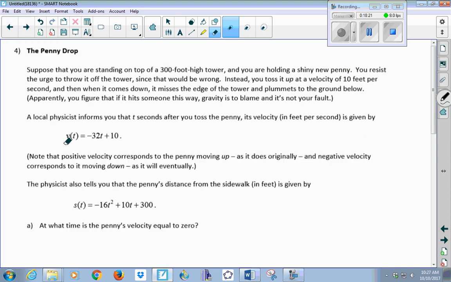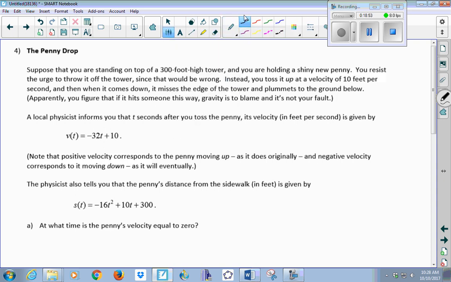The penny drop. This is a fun problem. Suppose you're standing at the top of a 300-foot high tower and you're holding a shiny new penny. You resist the urge to throw it off the tower since that would be wrong. Instead, you toss it up at a velocity of 10 feet per second, and then when it comes down, it misses the edge of the tower and plummets to the ground below. Apparently, you figure that if it hits someone this way, gravity is to blame and it's not your fault.